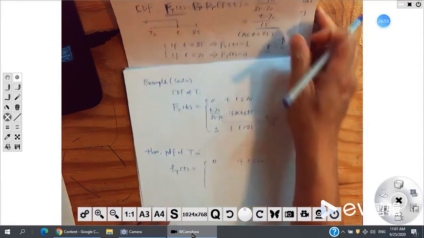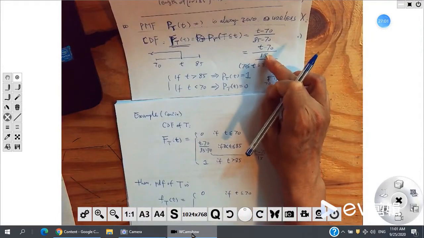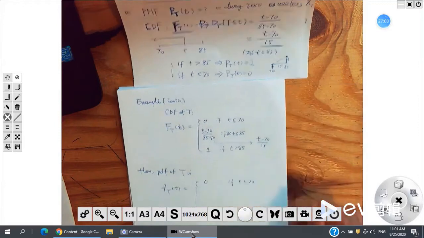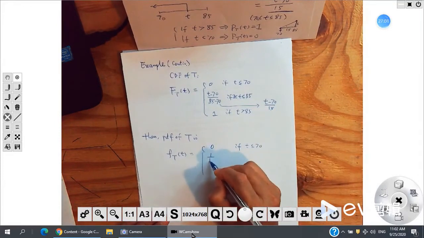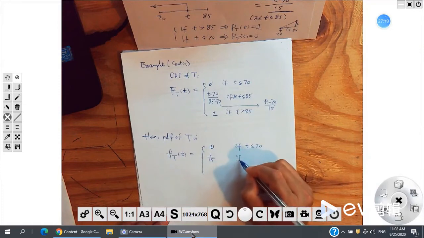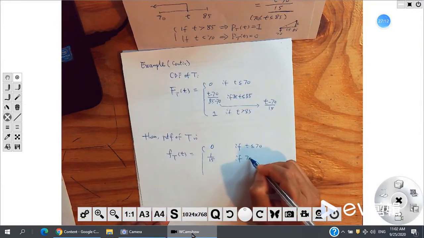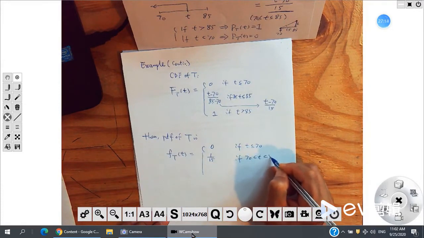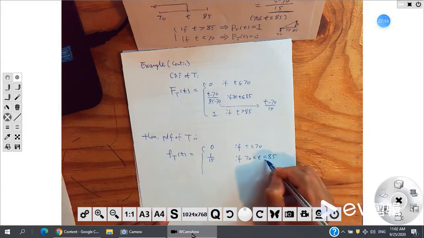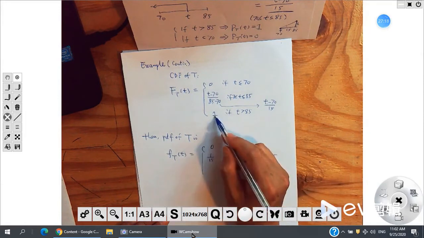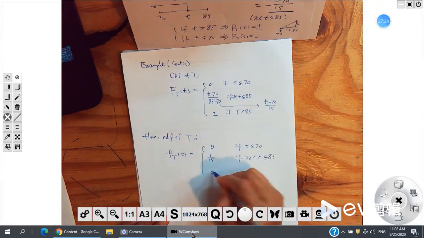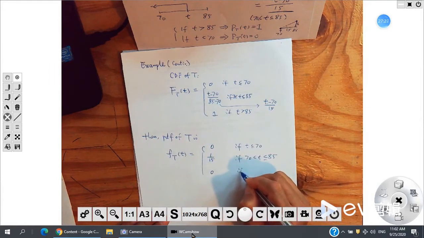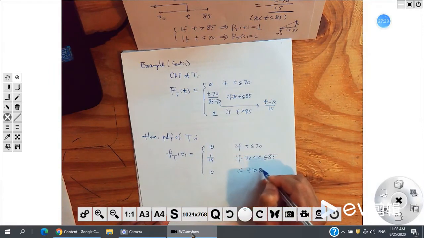Oh, I did it. It's here. Yeah, I forgot this. I already have this one. So you take the derivative, you get 1 over 15, in this case, if t is between 70 to 85. And 1, when t is larger than 85. You take the derivative, you get what? 0, right? It's constant. This is 0 if t is larger than 85.